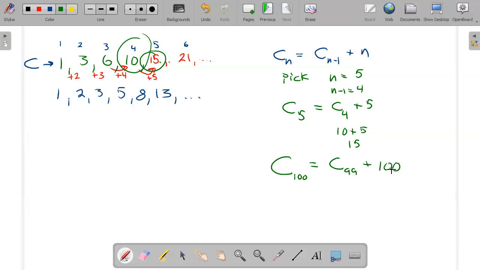If I don't know the 99th term, I have to find it, which means I need to know the 98th term. If I don't know that, I just have to keep going. So this kind of formula is called a recursive formula. It depends on previous terms. You have to work to get later terms. You can't just instantly jump there.